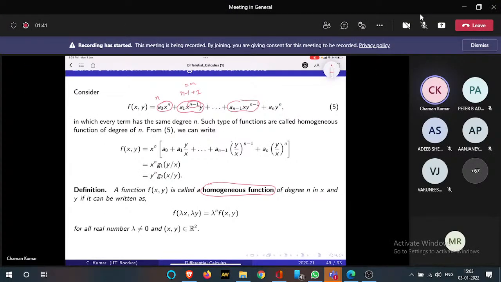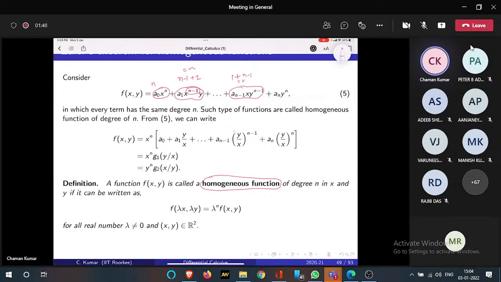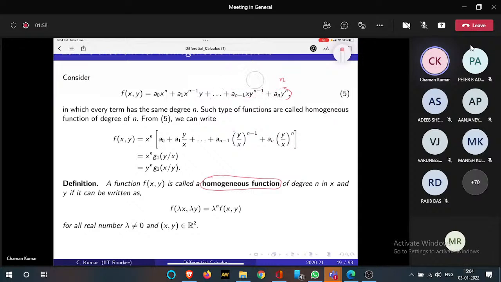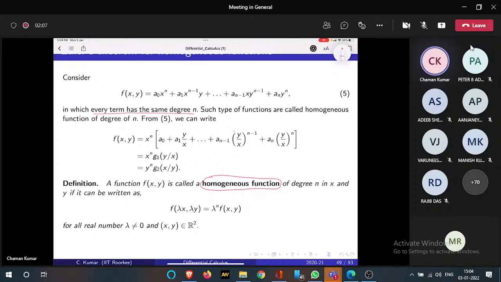Similarly, the degree of this term, the power of x is 1, power of y is n minus 1. So total is n. This is also degree n. So in this above expression, we see that each of the terms on the right hand side of this equation has the same degree. Every term has the same degree n. Such type of equation is known as homogeneous equation of degree n.